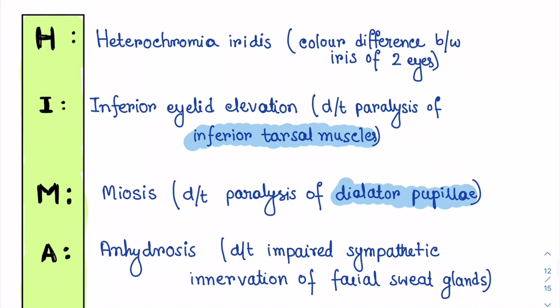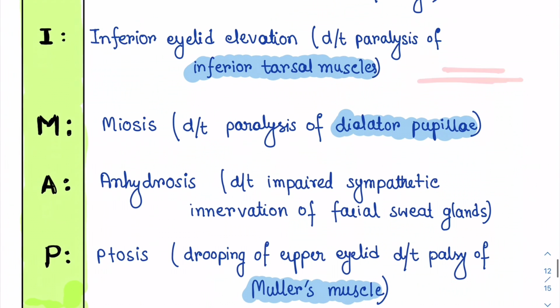From I, inferior eyelid elevation due to paralysis of the inferior tarsal muscle. Due to paralysis of the inferior tarsal muscle, the inferior eyelid becomes elevated; from the normal position it goes higher. And M, miosis. Here the dilator pupillae is the sympathetic supply. So due to damage of the sympathetic supply, there is paralysis of the dilator pupillae muscle. As a result, the pupil remains constricted. So this is called miosis.